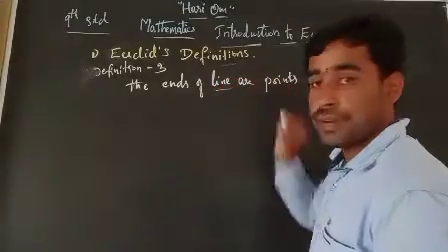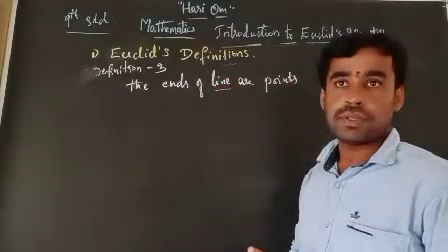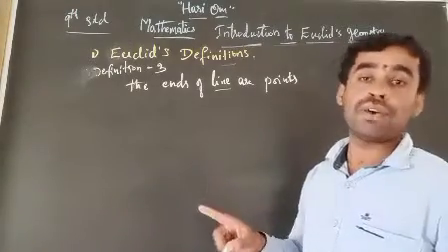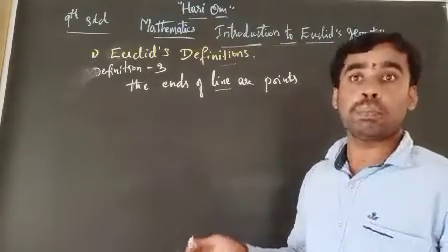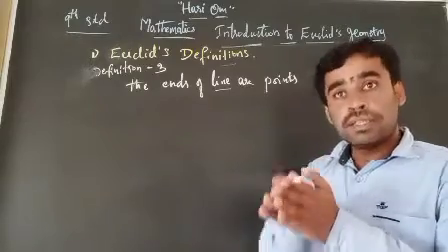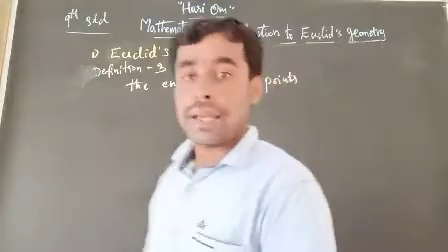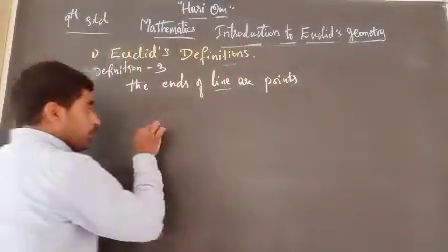You know the meaning of a line. A line is nothing but a union of a collection of infinite, uncountable number of points put together, which forms a line. Is it clear? Here I'll draw a line AB.